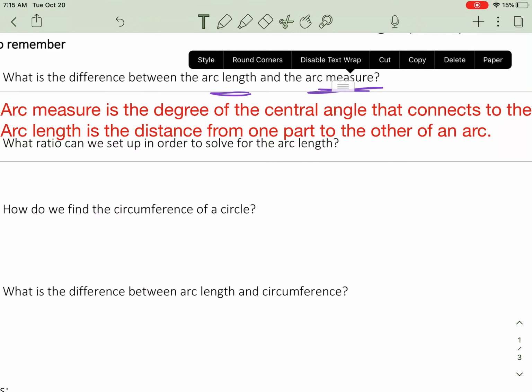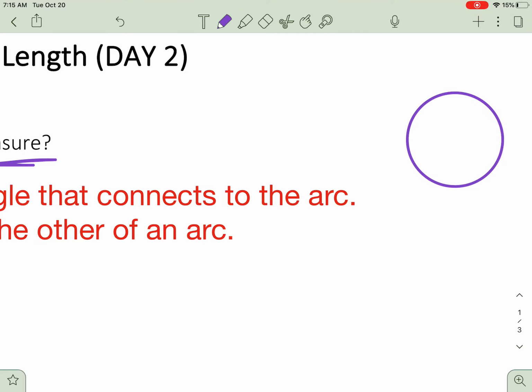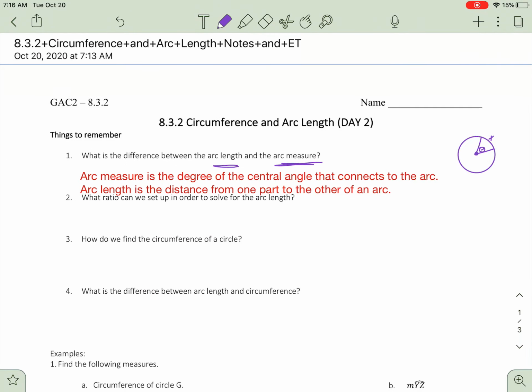Okay, so again, arc measure is like if I have a circle, and I have this degree from the center. Okay, this isn't working like I wanted to, but that's all right. This is the central angle, so whatever this theta is, that's the arc measure, and then this is usually a length. Okay, so centimeters, whatever it may be.